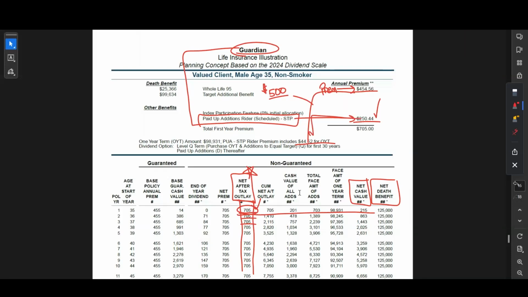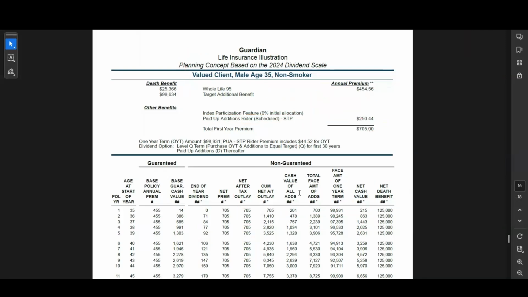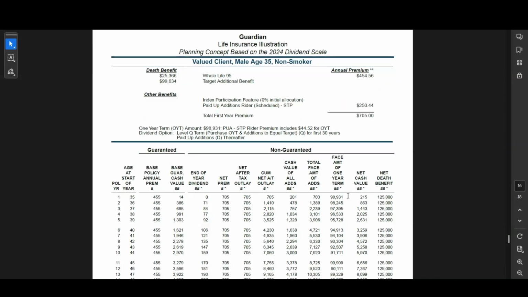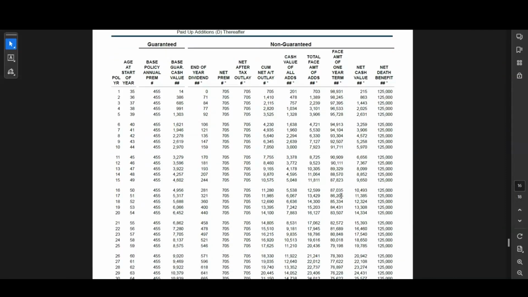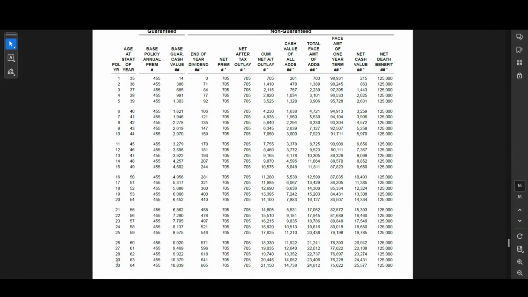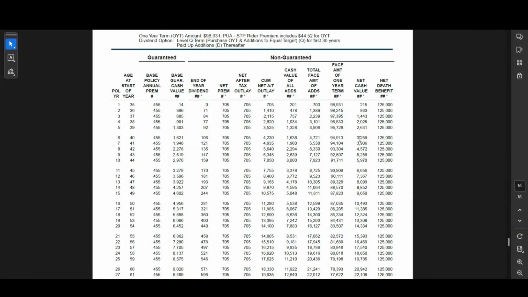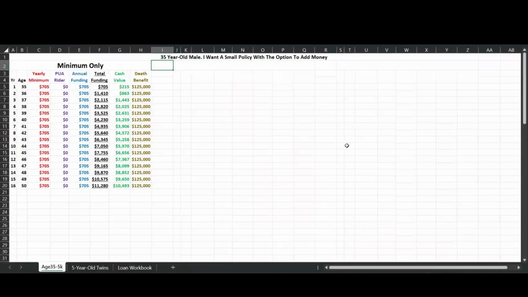The PUA, by the way, covers the cost of that term. So the true minimum is right here. That's where the 705 comes from. But breakdown on where our money is going when we look at this illustration, and we've got the premium being paid indefinitely. Or we stop at age 64 actually. So let's do this. Let's look at it on Excel.